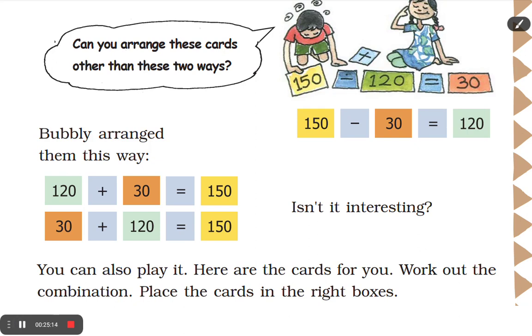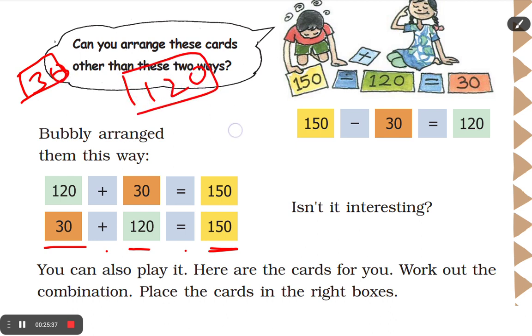So now look here, he arranged like that. 30 plus 120 is equal to 150. So here Bubbly arranged the three cards. What are the three different cards? The three different card numbers: on one, 30 is written, on another card 120 was written, and another card 150 was written. So we are doing additions using the signs plus and is equal to.